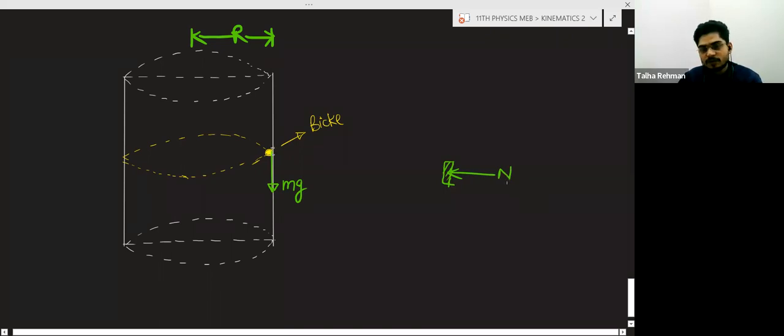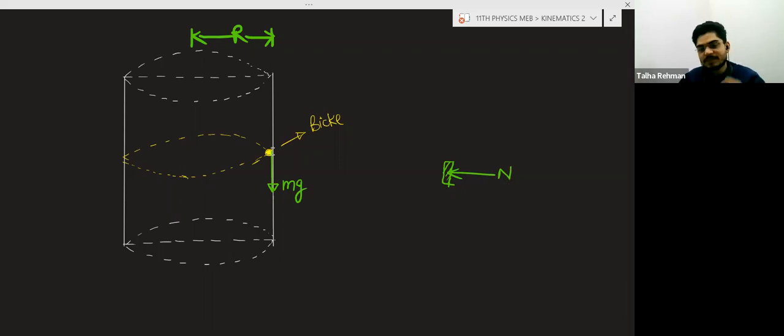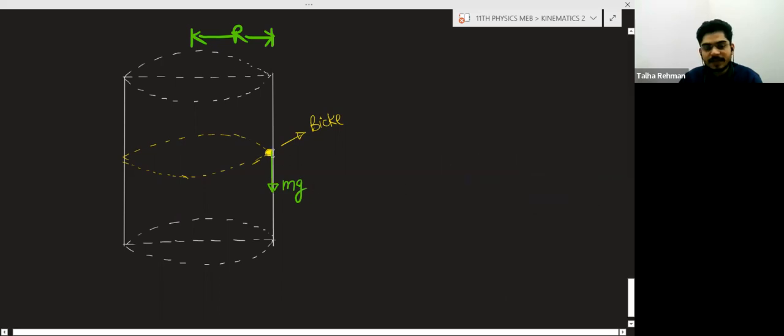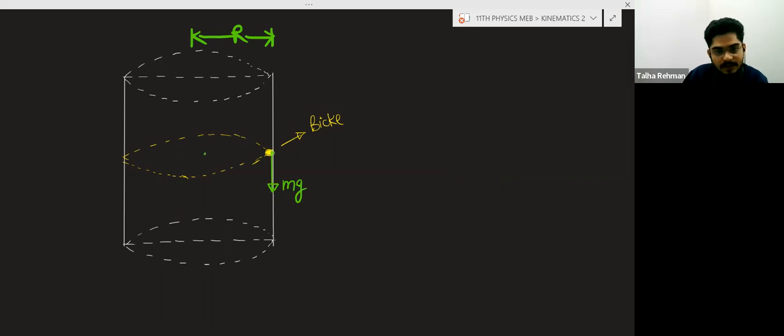What happens when some surface is in contact with some other surface? That surface provides the normal reaction. So basically the normal reaction will be on this biker towards the center of the circle in which the biker is moving. So in this direction there will be a normal reaction.